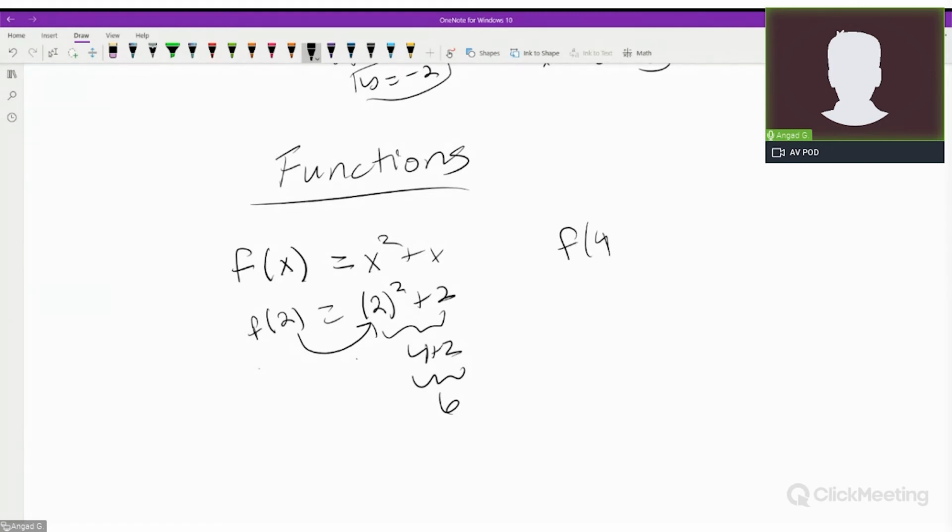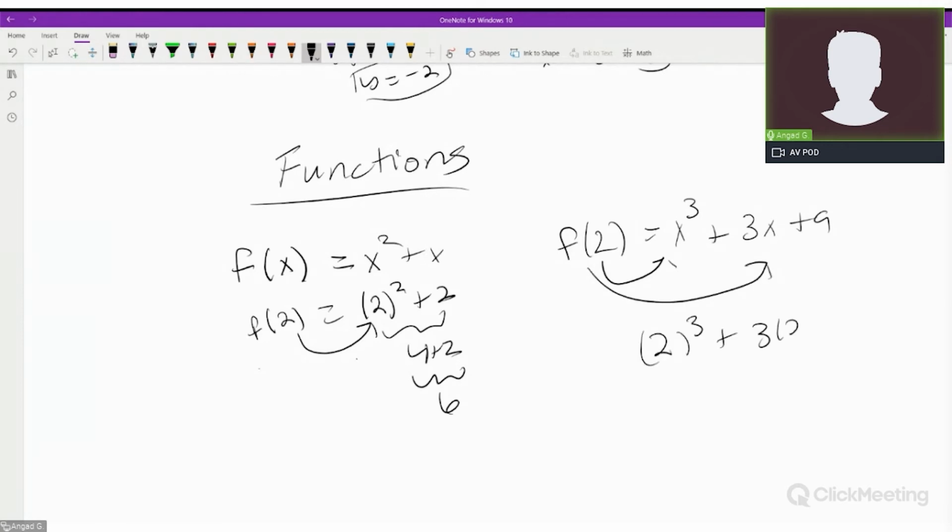So let's say f of x is equal to x cubed plus 3x plus 9. What are we going to do? We're going to plug in the 2 for all the x's, which are only these. So 2 cubed plus 3 times 2 plus 9. 2 cubed is 8, plus 3 times 2 is 6, plus 9. 14 plus 9, and that's 23. So you guys get that? How these work?